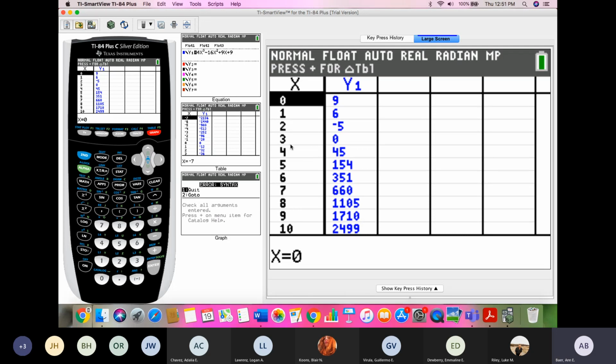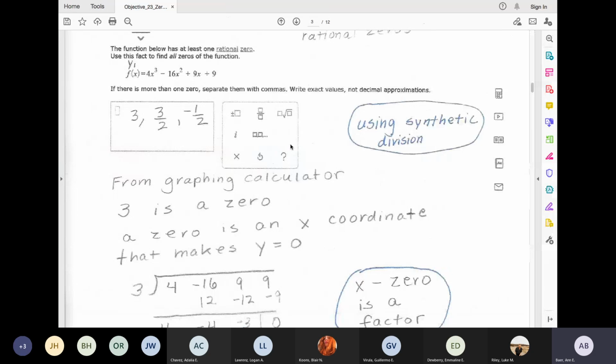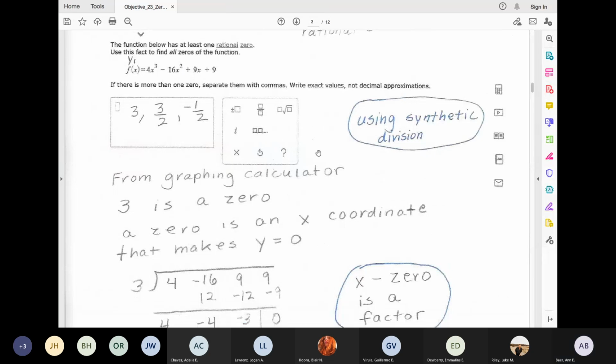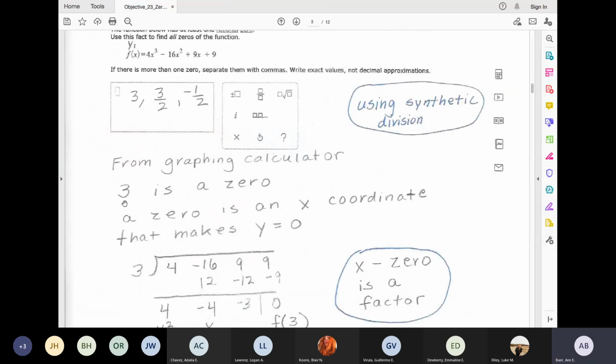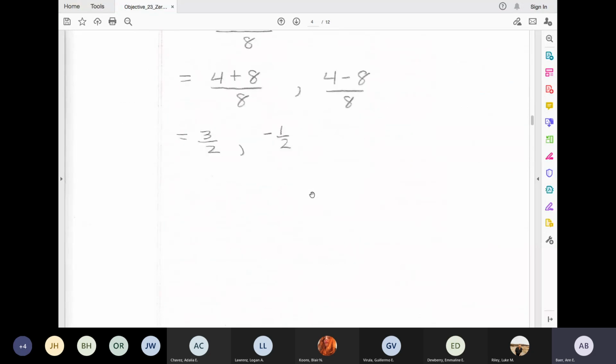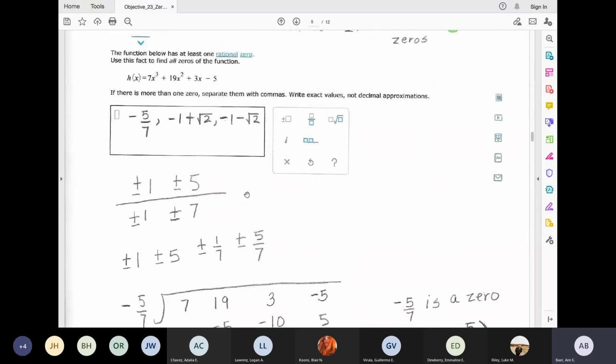So let's go back here to the presentation. And I just wanted to show you how you could use the graphing calculator to determine 3 as a 0 in this case. And how could you use it in the future? So that's the first thing I did. And let me just go down a little bit. The next problem we are going to do, we tried it on the graphing calculator, and we were not able to find a 0 quickly. Here are the zeros. And the reason why we couldn't find it quickly is because it's -5/7.